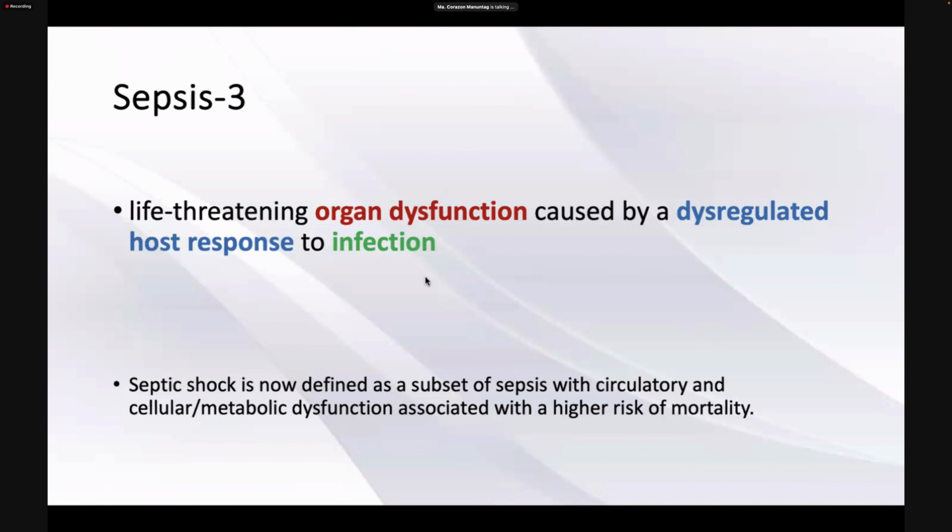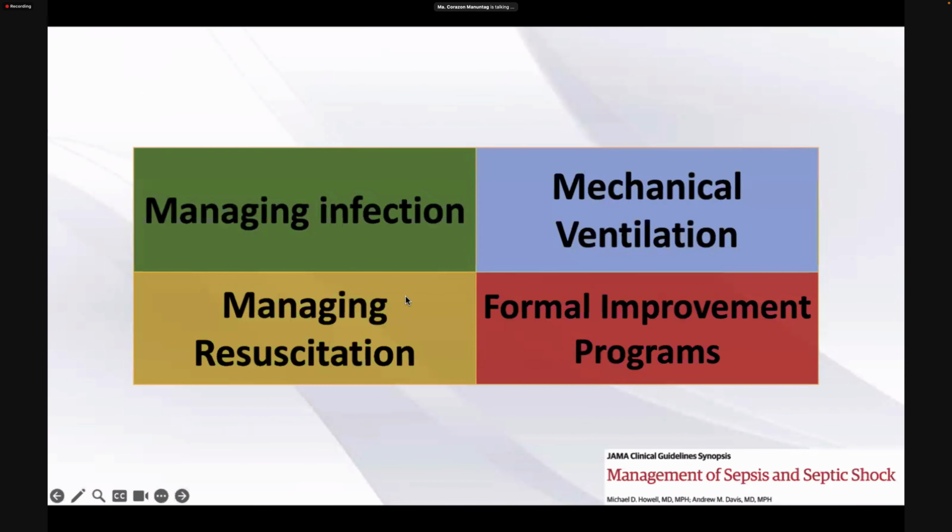Septic shock is now defined as a subset of sepsis with circulatory and cellular metabolic dysfunction associated with a higher risk of mortality. So essentially, in the management of sepsis and septic shock, we manage the infection, give supportive measures like mechanical ventilation, manage your resuscitation, and improve the sepsis management programs. The surgeon, of course, comes in with managing infections, but essentially we're trying to improve how surgeons contribute to the management of sepsis by improving our surgical critical care programs.